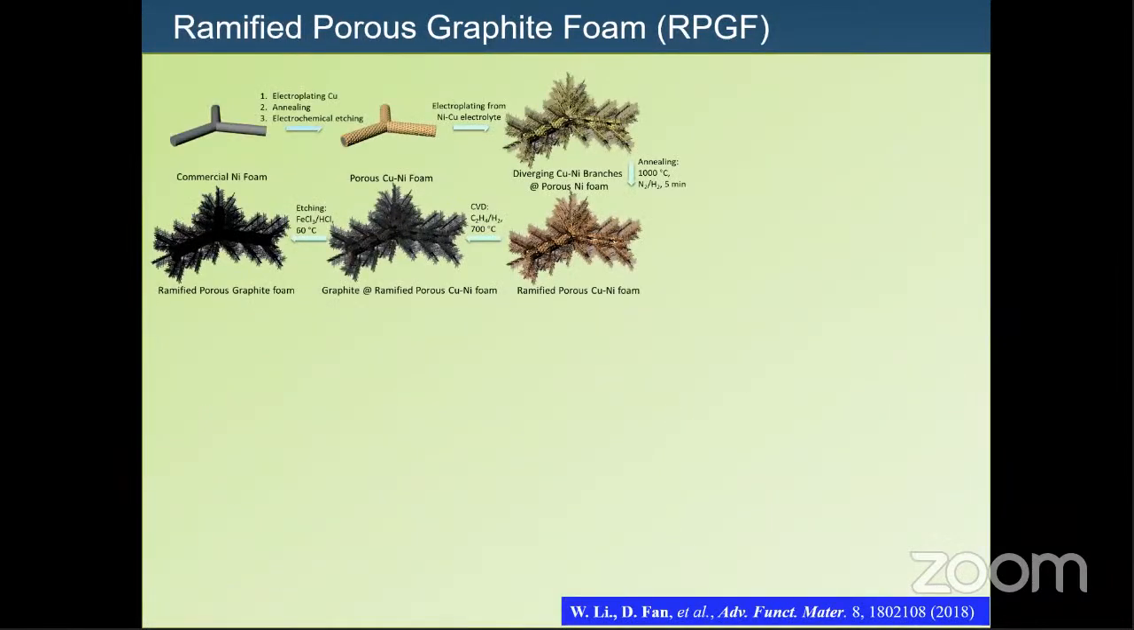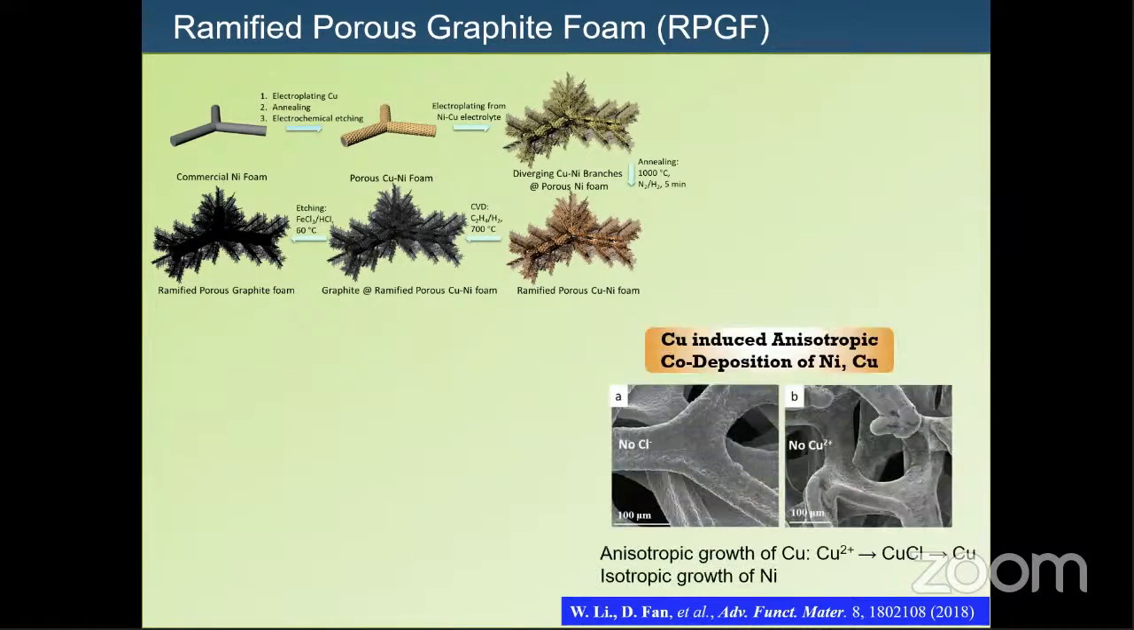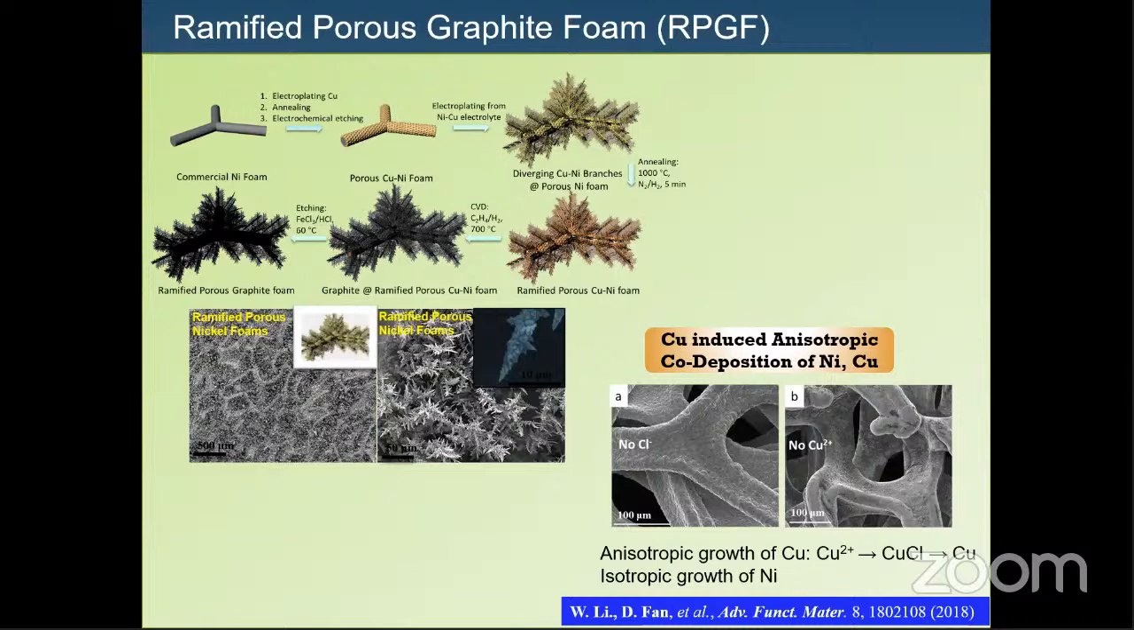Following this work, we fabricate tree branch-like microstructures onto nickel forms by electroplating to further enhance the surface area. It is found that the addition of a very small amount of copper and chloride ions in the nickel electrolyte can induce the formation of copper-nickel micro-ramifications. The growth of such micro-ramification could be due to the copper-induced anisotropic co-deposition of nickel and copper, as shown in the SEMs. The copper-nickel ramifications extend and bridge across the pores to fill in the empty spaces of the nickel forms.